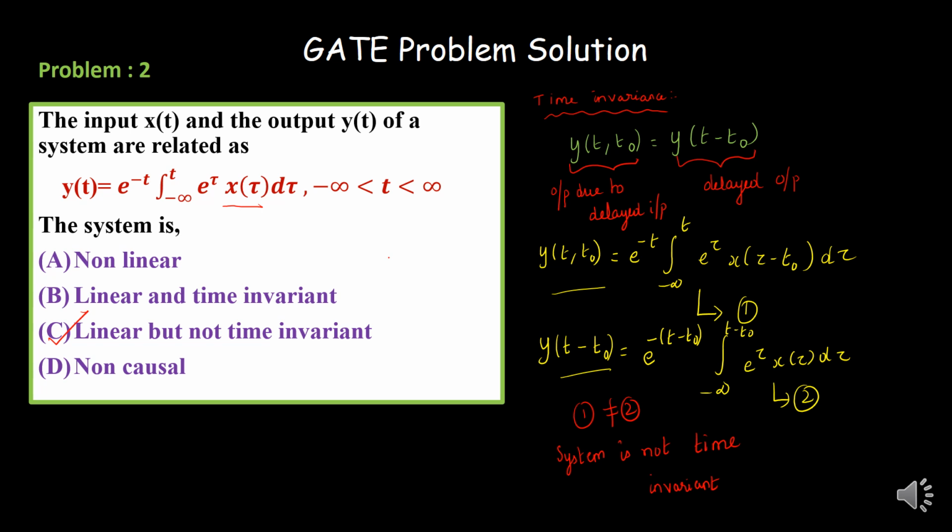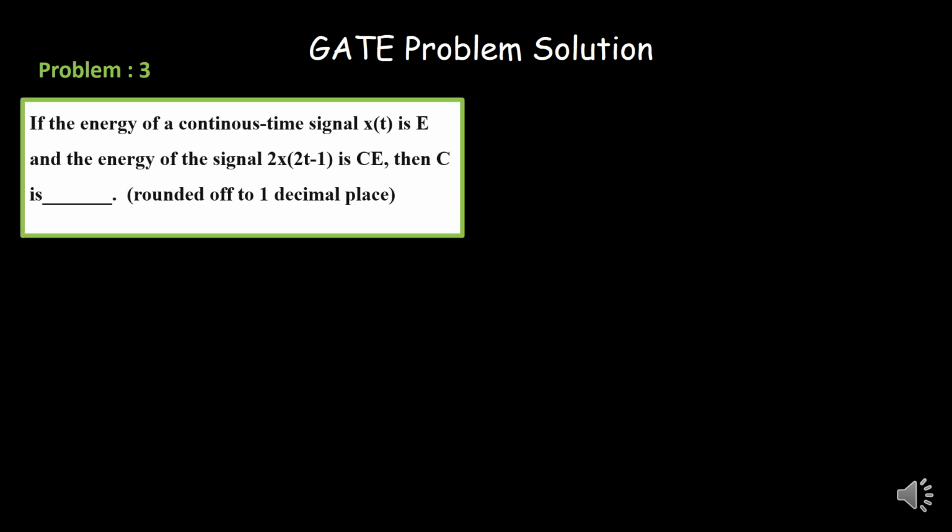Okay, so let me move to the next problem. Problem number 3, which is taken from the topic classification of signals. This is one of the NAT type questions. NAT type question means numerical answer type question. There will be no options. It is a fill in the blanks type question. So first I will read out the problem.